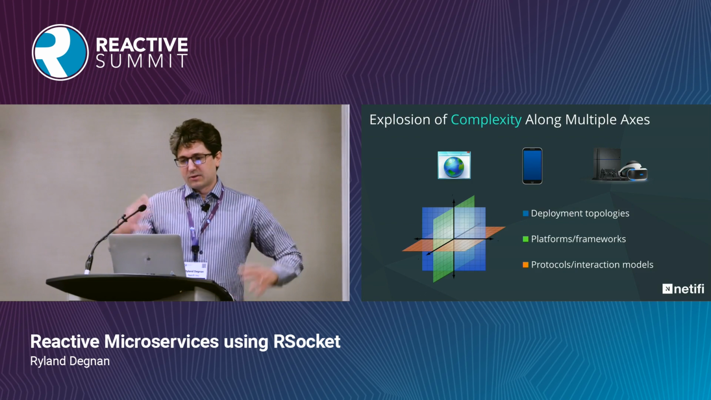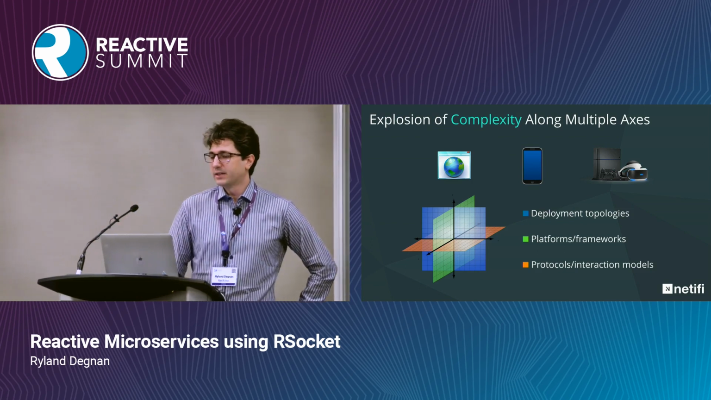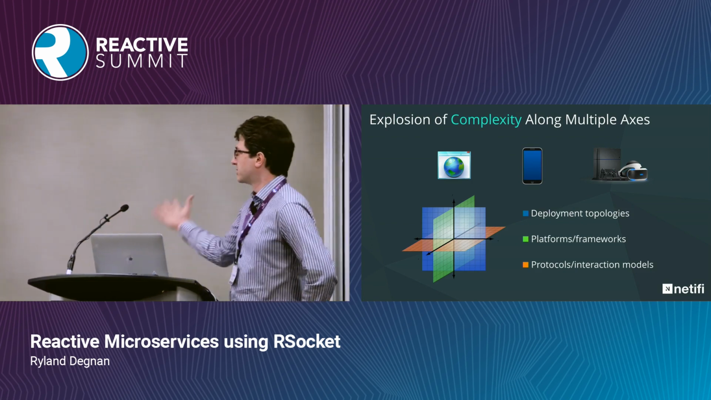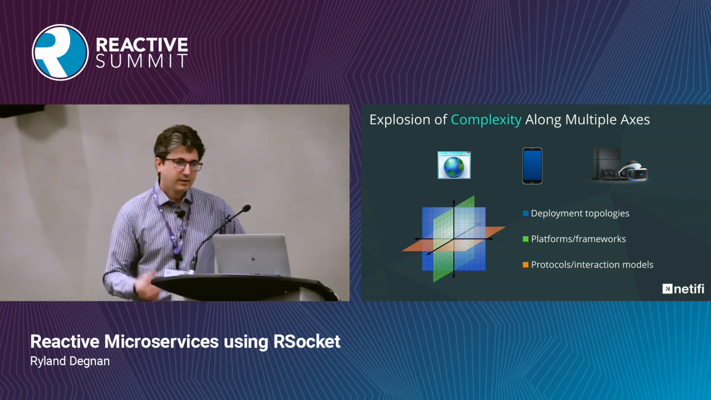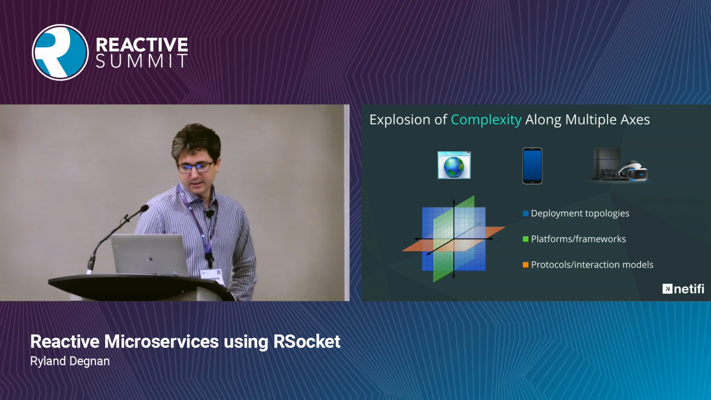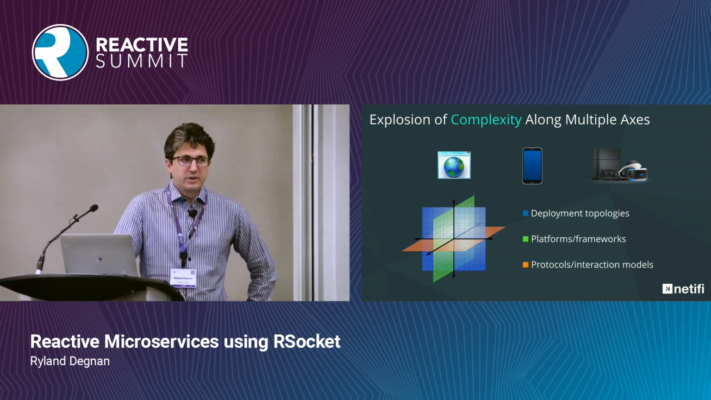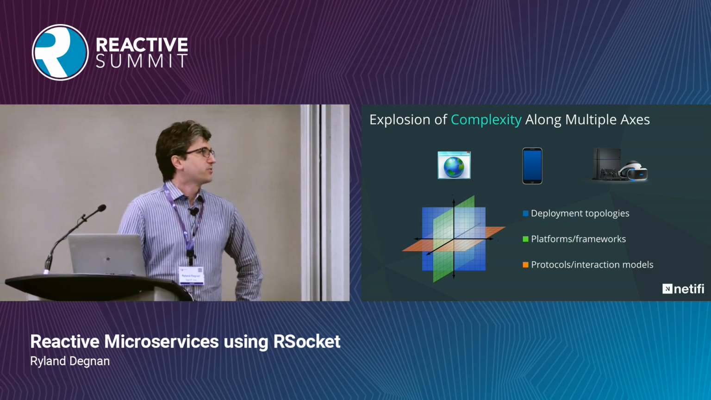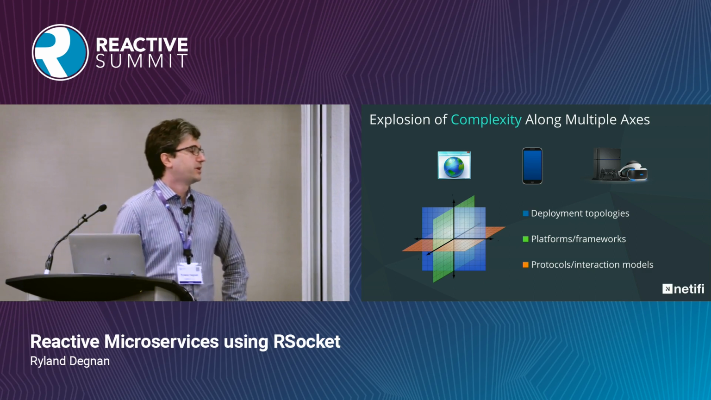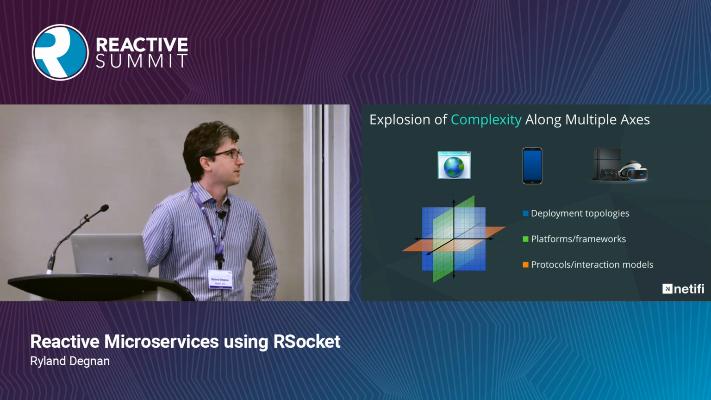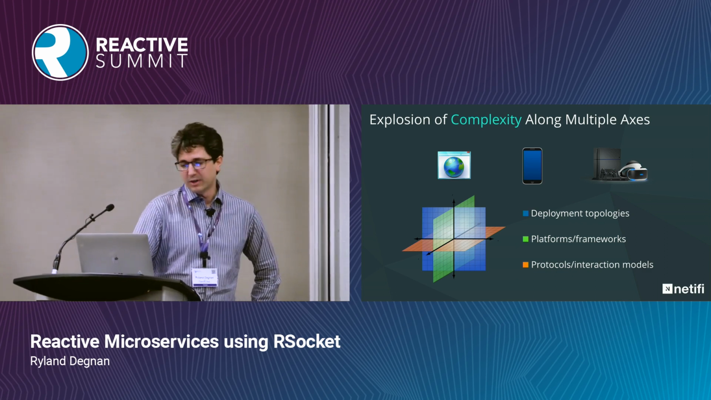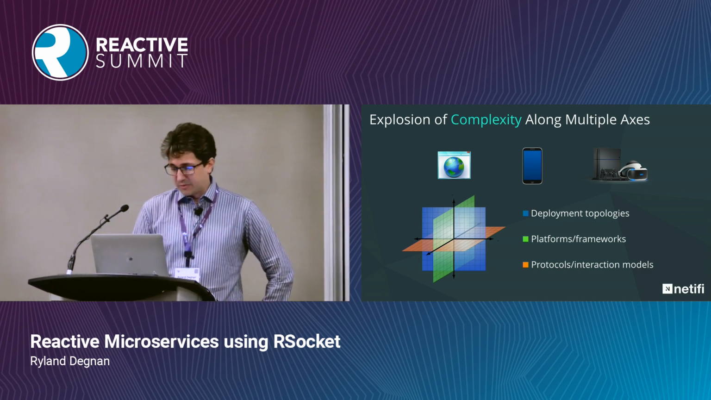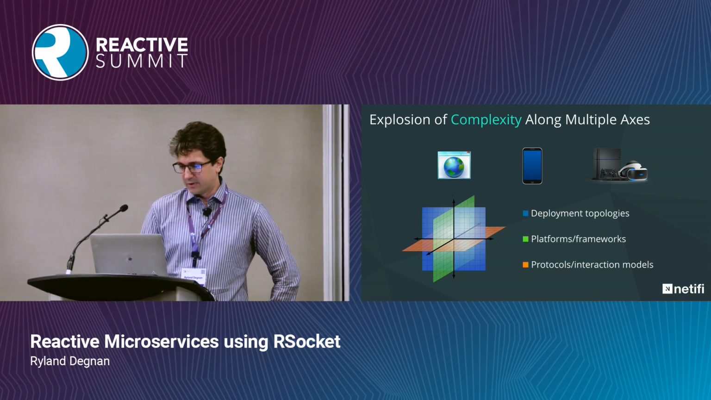And not just that, there are multiple axes of complexity going on. One of them is the deployment topology, where your application is deployed both geographically and in terms of where the compute runs, in your data center or the cloud. Another one is new platforms and frameworks. So if you're distributing your application to a mobile phone, then you have to deal with the mobile phone platform. Similarly with web browsers, and running your application in the cloud is a platform.